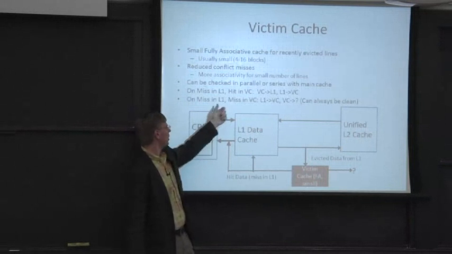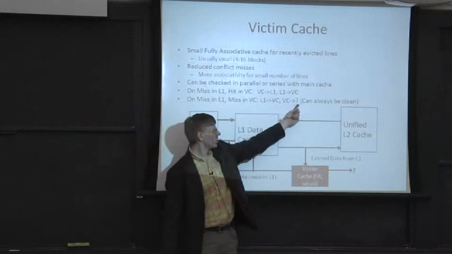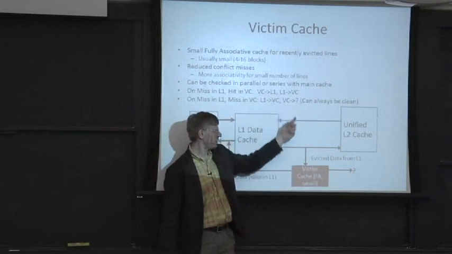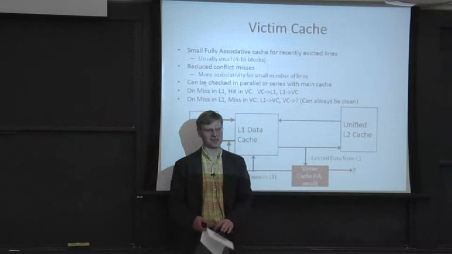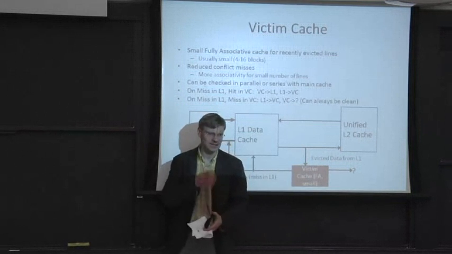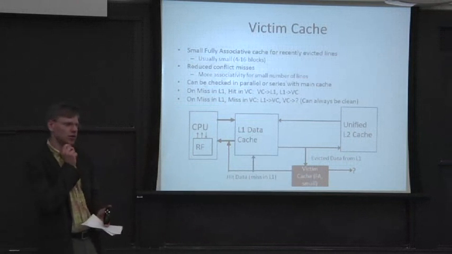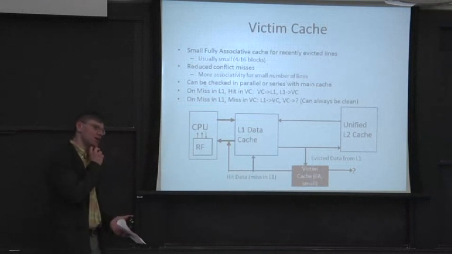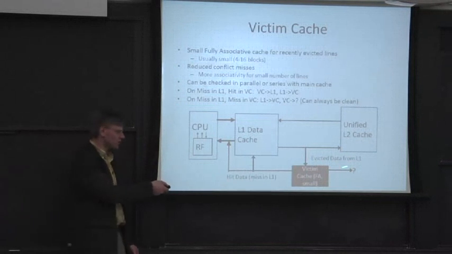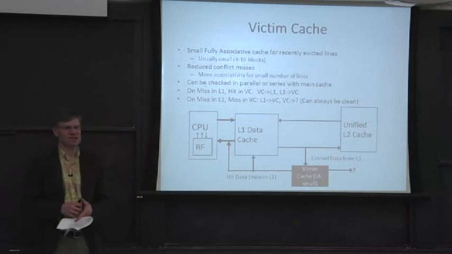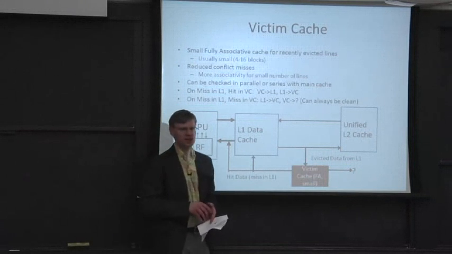If you miss in the victim cache, miss in the L1, an interesting question comes up here. Data that's in the victim cache, what happens to that? We put a victim in the victim cache. Do we need to do something with that victim? Sort of this question mark here. Unclear. It really depends on our design.